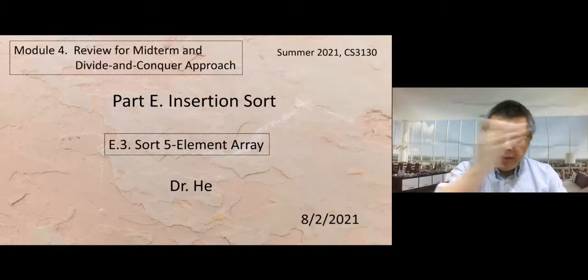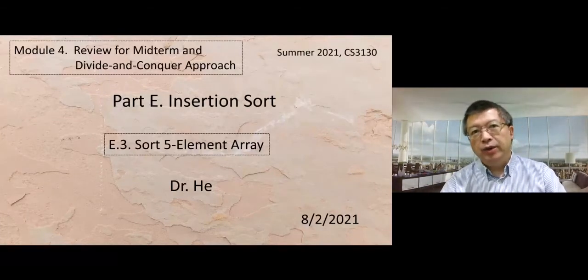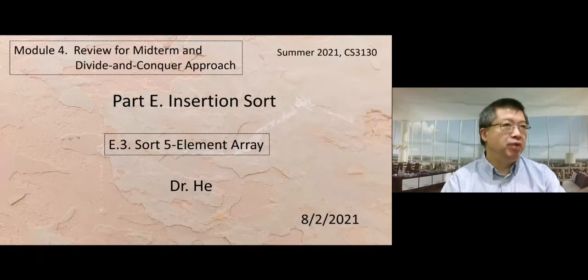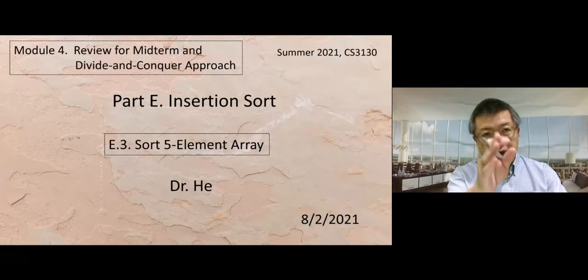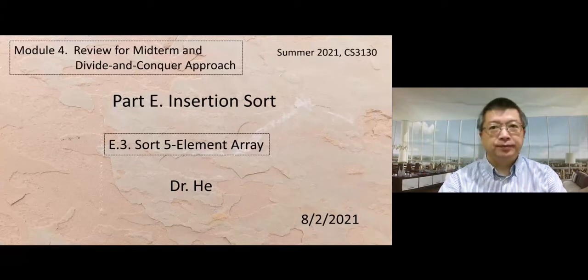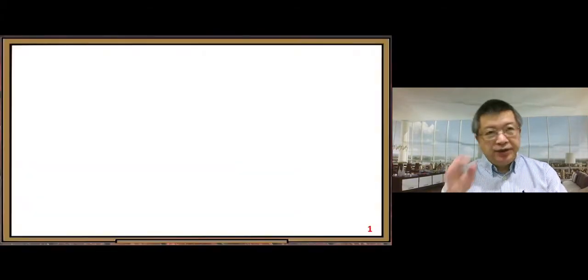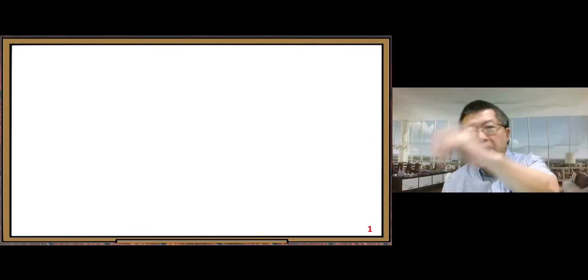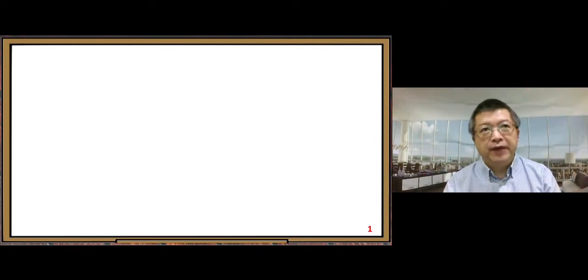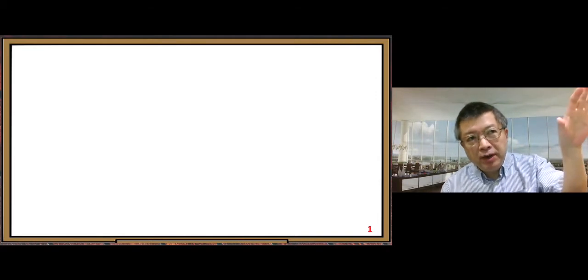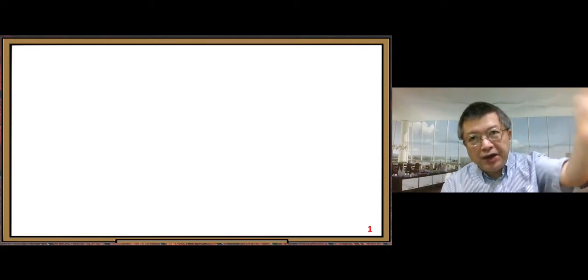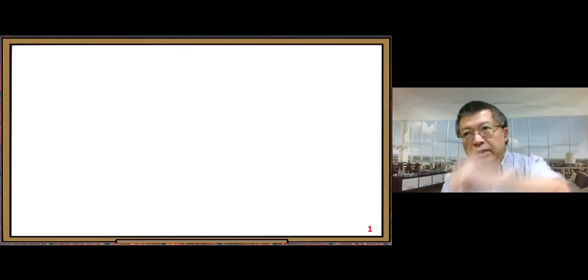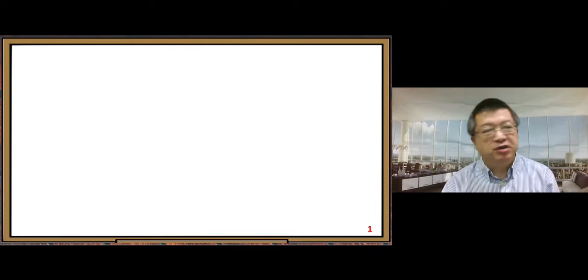Sort 5-element array. In this part, we will work on a very challenging problem, sorting a 5-element array. All right. To do this one, if we still use the way that we did sorting a 4-element array, that won't work. That is the insertion step, the insertion idea with binary search insertion. That idea won't work.